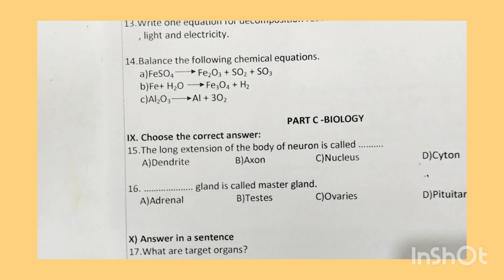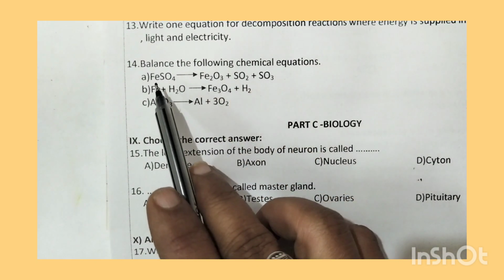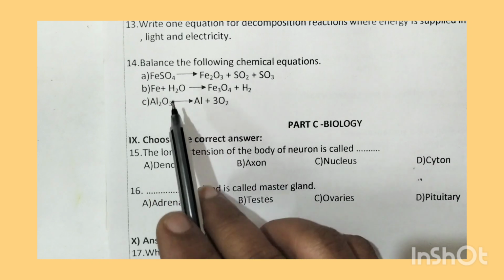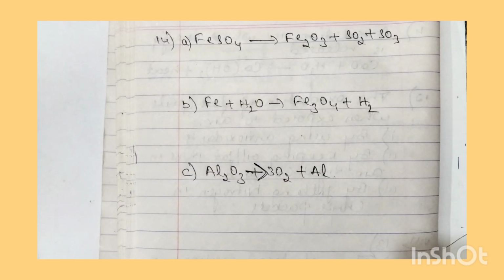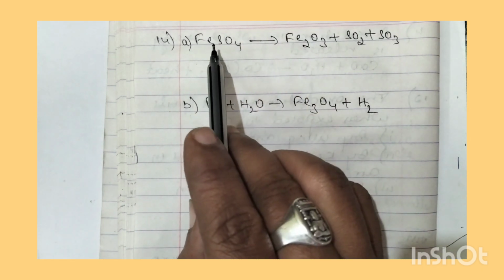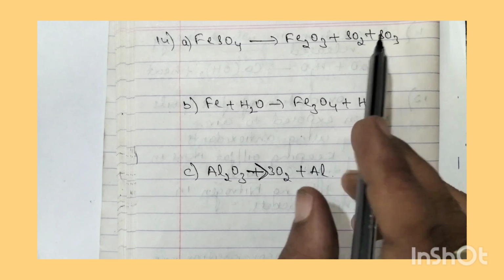Now let us move to the 14th question. Balance the following chemical equations. Let us balance all the three. FeSO4 gives Fe2O3 plus SO2 plus SO3.